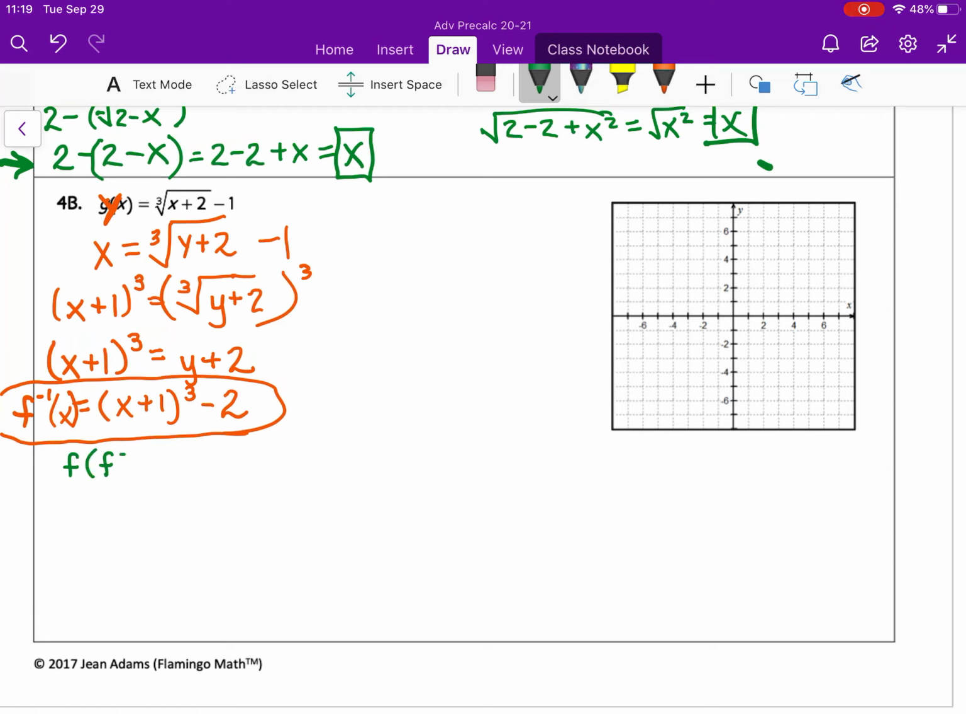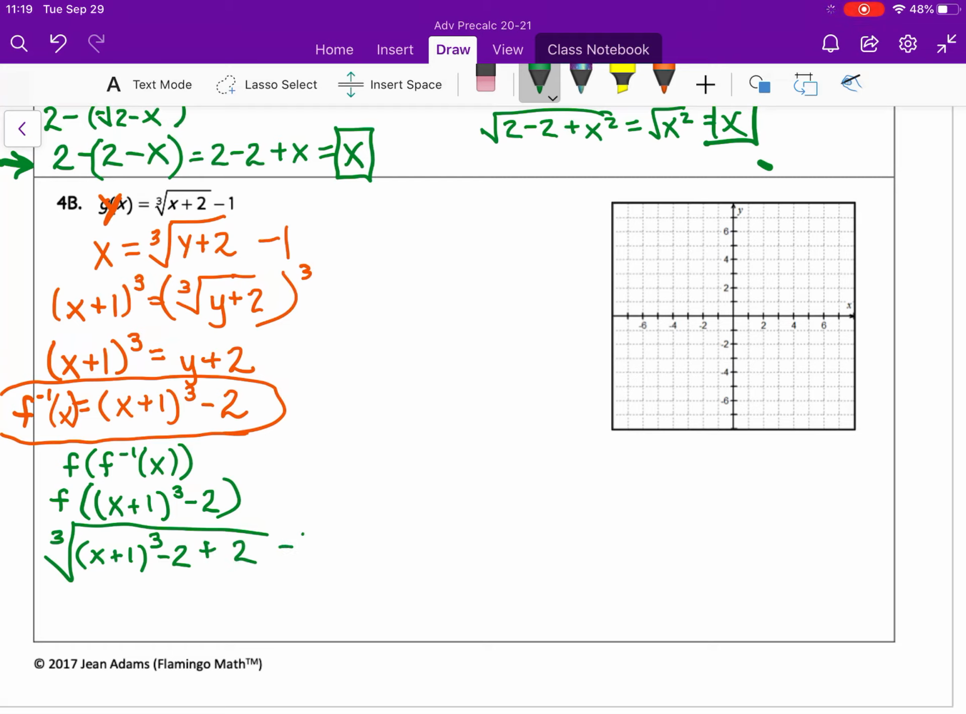What if I want to verify? What would that look like? So f of f to the negative 1 of x. So the inverse function was x plus 1 quantity cubed minus 2. When you hear me say quantity, that just means parentheses. I'm going to plug that into the original function, which was cube root of x, but instead of x, I'm going to put the entire function there. And then I have plus 2 and then minus 1 on the outside.